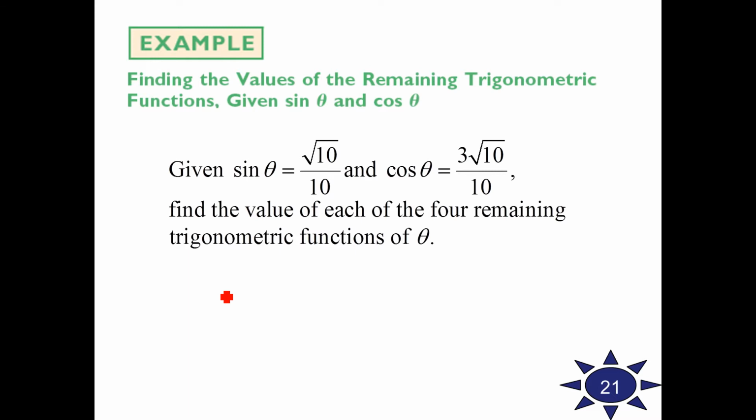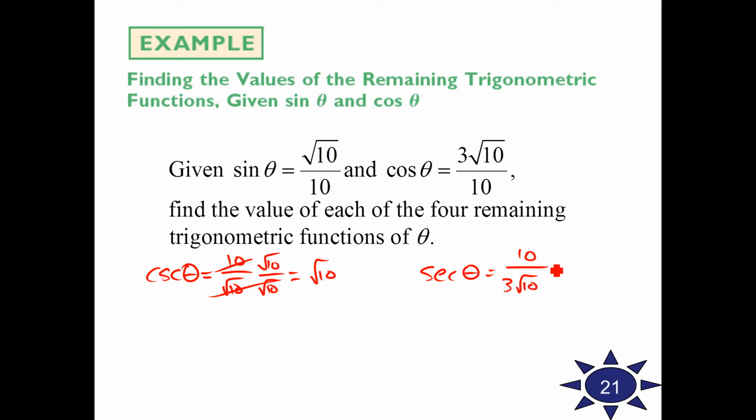Okay, so right away, we can go and get cosecant, which will just be the flip, which will be 10 over root 10. Clean it up. So root 10 times root 10 is 10, so those cancel. So cosecant is root 10. And your secant is going to be 10 over 3 root 10. Again, cleaning it up. That's going to cancel, and we'll have root 10 over 3.